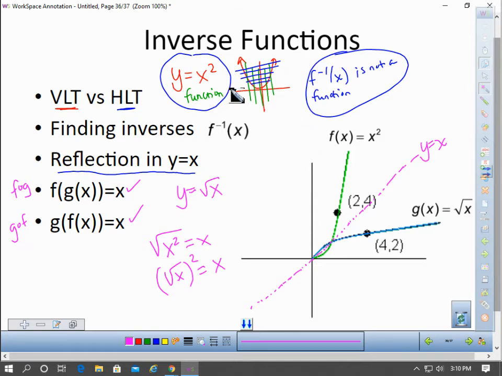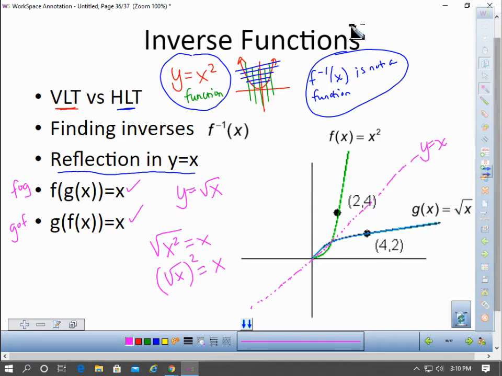So in order for this graph I drew up here to have an inverse that is a function, we can only have the right side of the parabola. So that's why there's only the green side for x squared. You don't have the left side. There's only the green side. So when you reflect that across this line y equals x, then this blue one is also a function. Okay? So the inverse is also a function, which of course is the square root of x.